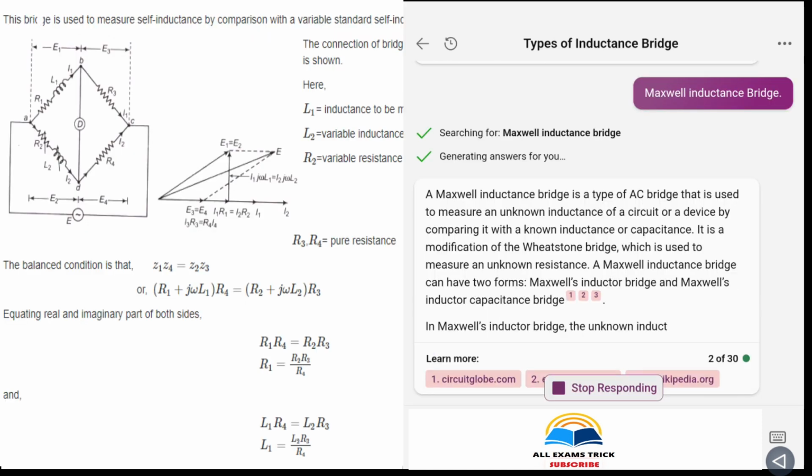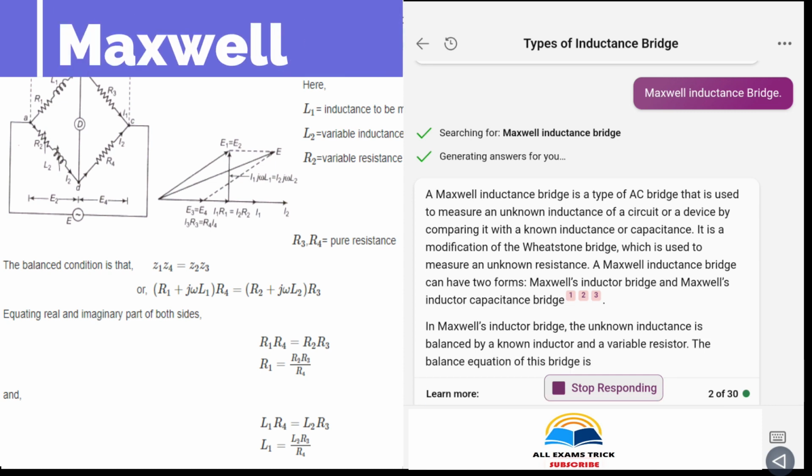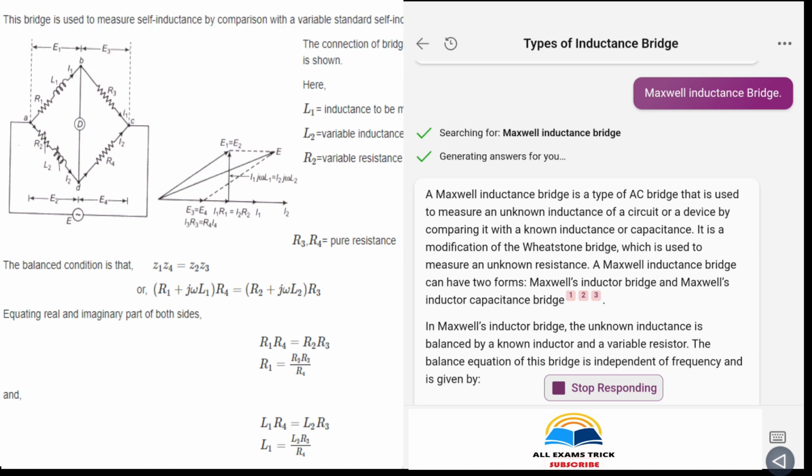A Maxwell inductance bridge is a type of AC bridge that is used to measure an unknown inductance of a circuit or a device by comparing it with a known inductance or capacitance. It is a modification of the Wheatstone bridge, which is used to measure an unknown resistance. A Maxwell inductance bridge can have 2 forms: Maxwell's inductor bridge and Maxwell's inductor capacitance bridge.